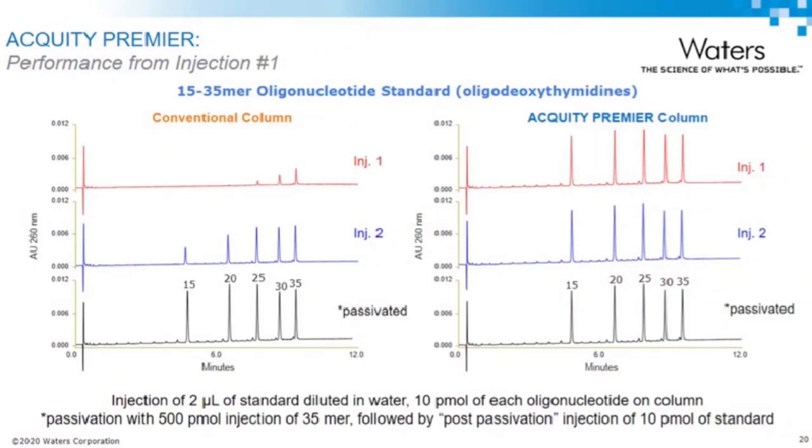On the next slide, again, this is an example for oligonucleotides. You've seen the left panel where we demonstrate that first and second injection there is a loss of recovery of the oligonucleotide peaks. On the right side, you can see that Acquity Premier column, the same column length, the same conditions, the same sorbent, just the Premier version of the hardware, gives you full recovery of the analytes from injection number 1. And that recovery is comparable to the fully passivated column.